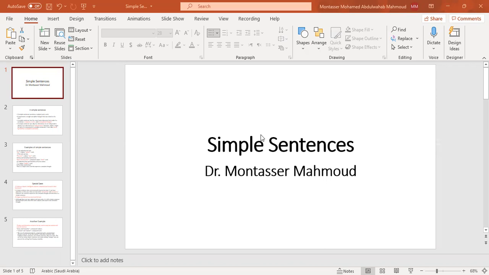We will study together the form of simple sentences. What are the main components of simple sentences? How can we decide whether a sentence is simple or not? So let's go quickly to see what simple sentences are.